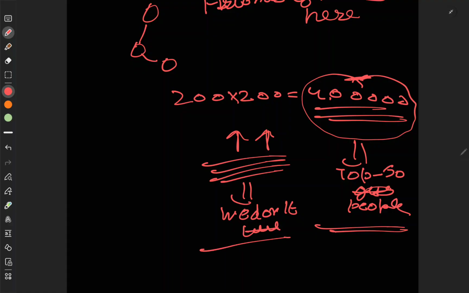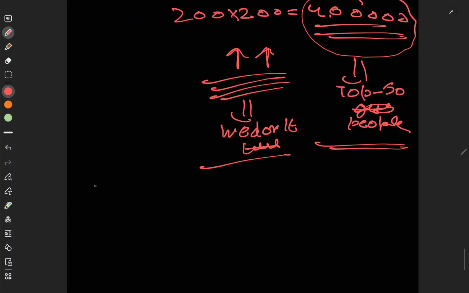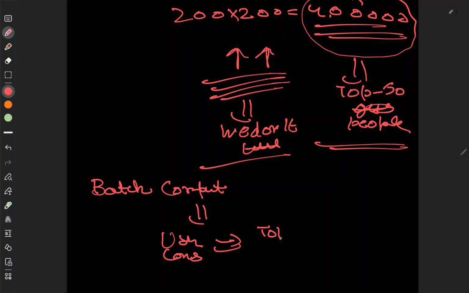So what is the possible solution? The possible solution is that we do batch computation. Means we already calculate the scores offline. Okay, and as soon as the user comes online, we just show him the top 50 users, so the latency would decrease. We are not doing it on the fly. We would save it somewhere and we would just show him when he opens the platform.